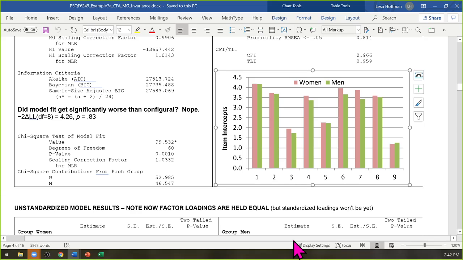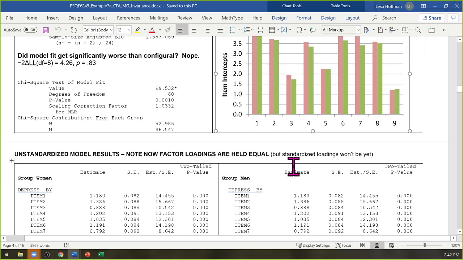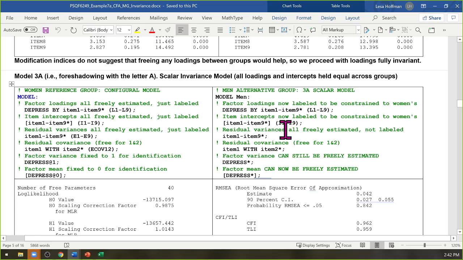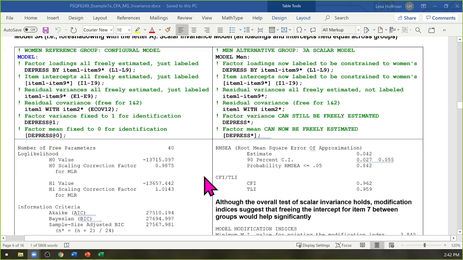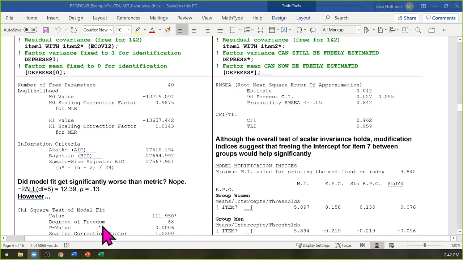So we want to know if gender is just correlated with the factor or whether there's something else that is causing mean differences between these groups besides the factor. That's what we're trying to do. So to answer that question, we add the constraints to the intercept line in the alternative group that forces the intercepts to be the same between groups, and we then are allowed to free the factor mean. Scalar invariance is where we're at here. So here's what happens.